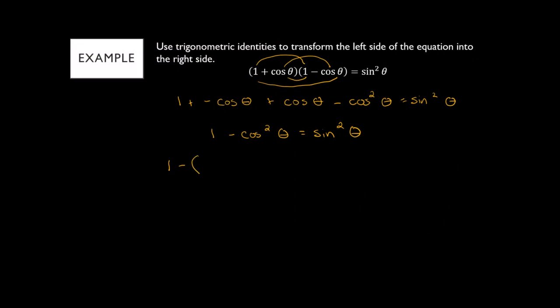So I have 1 minus, and then cosine squared theta is 1 minus sine squared theta from that Pythagorean identity. Then that equals sine squared theta. So we end up with 1 minus 1, which is just 0, and then minus a minus is a positive, so we get sine squared theta equals sine squared theta. And so now we've just transformed the left side into the right side. Any questions on this one?